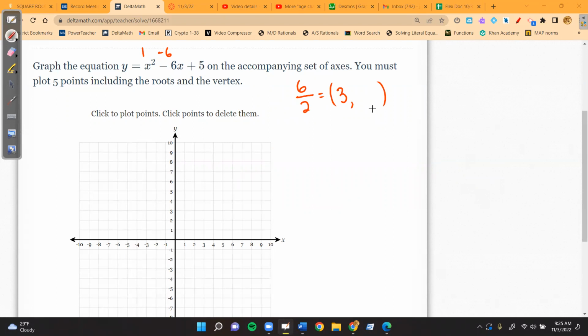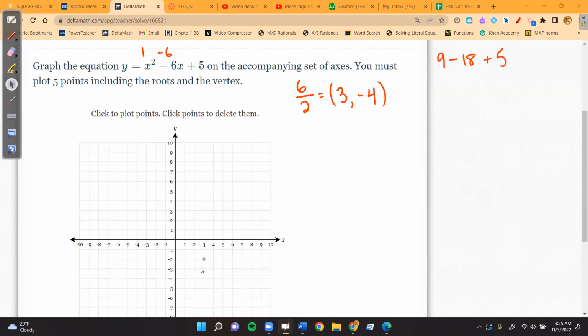What's 3 squared? 9 minus what's 6 times 3? Plus 5. So I'm just doing the function with the x's turned into 3's. What's 9 minus 18? Negative 9 plus 5. So this is huge. This means now that I can go, watch how this works in Delta.